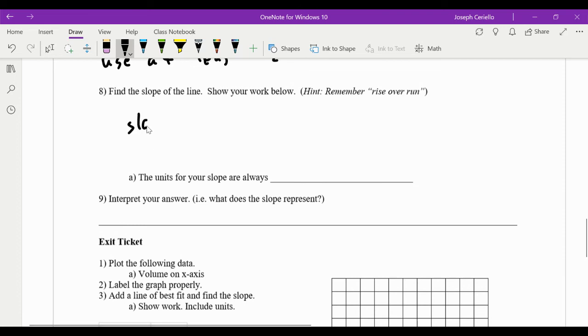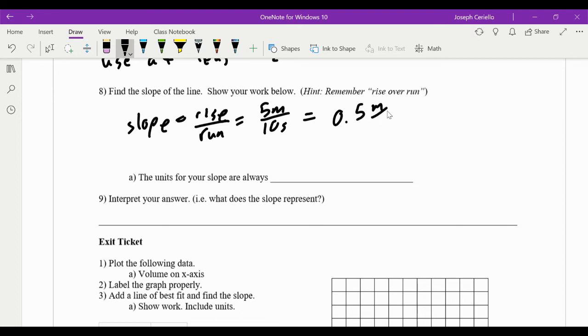So slope equals rise over run, 5 meters over 10 seconds, 0.5 meters per second. The units for the slope is always going to be your y unit over your x unit. Okay?